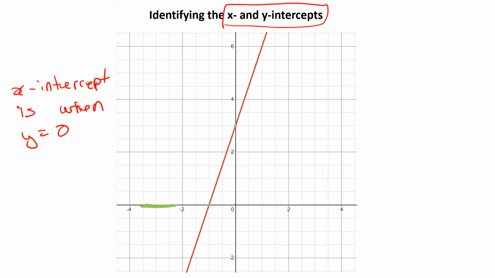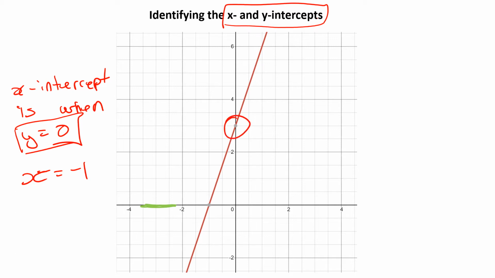y equals 0. So it has to be y equals 0. So when y equals 0, it's on this line, where it cuts it here. That's cutting it at x equals -1. So x equals -1, and that's what we would call the x-intercept.